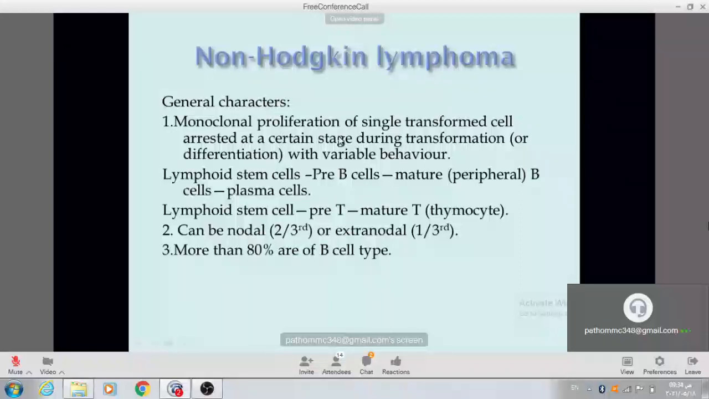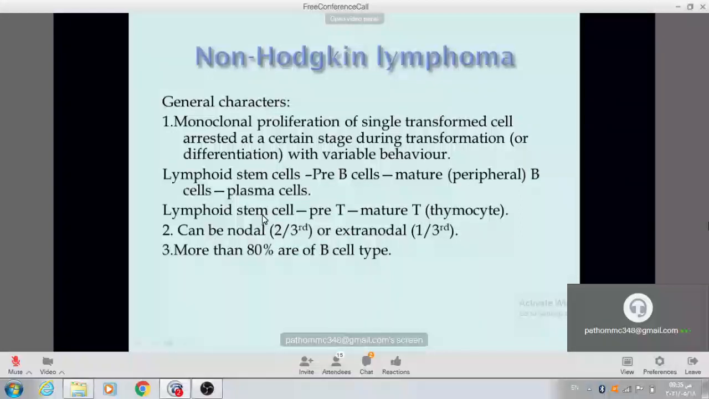And this clone of cells is usually at a certain stage during their differentiation. We know that the lymphocyte has different stages during differentiation to become mature. So in every stage, we may have some sort of leukemia or lymphoma. The lymphoid stem cells, we call them pre-B cells, and then they give rise to mature B cells, and then they give rise to plasma cells. So in every step, we may have a certain type of lymphoma. Again, in T cell differentiation, we may have lymphoma of the pre-T cells or mature T cells, which are called thymocytes. As you know, we have B lymphocytes and T lymphocytes, and these undergo differentiation. So in every step during their differentiation, we may have some type of lymphoma.